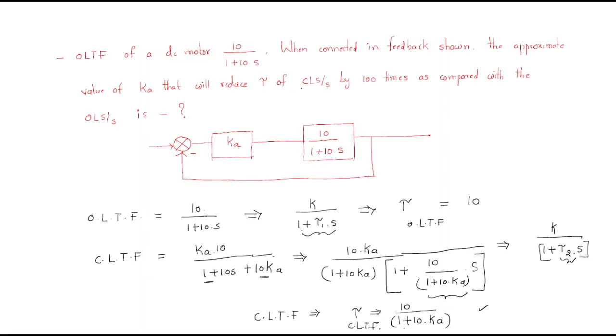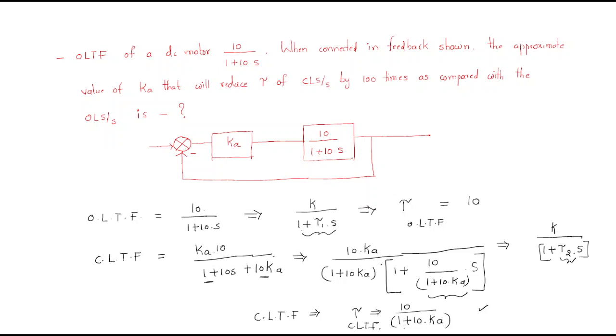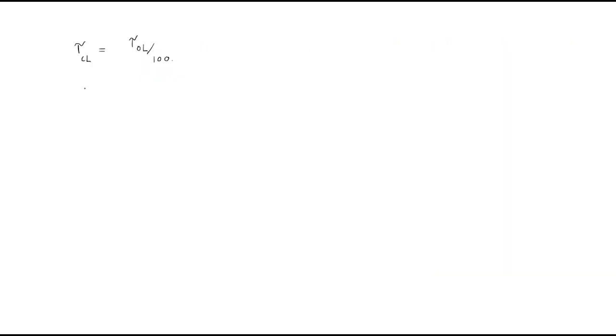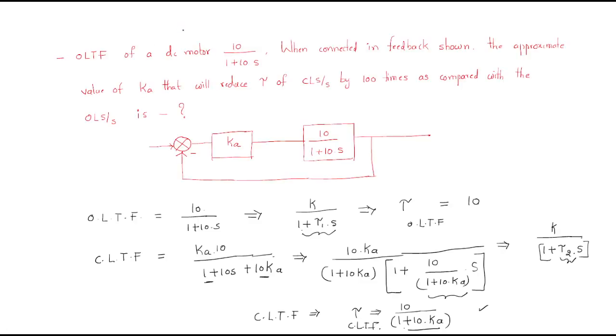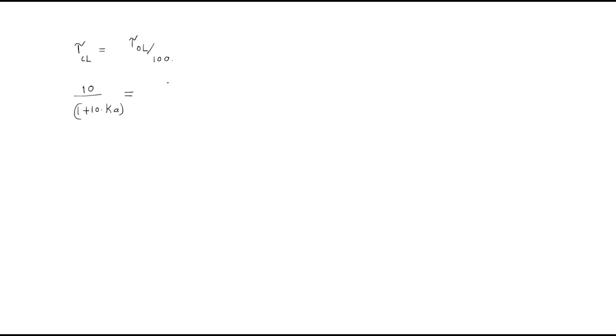Now, given the condition, the tau of the closed loop system should be reduced 100 times. So the time constant of the open loop I take as tau 1, and tau 2 is the closed loop, reduced by 100. Conversely, the closed loop time constant is the open loop time constant reduced 100 times. So I will write it like this. Here you know the closed loop time constant value is this. So write 10 by 1 plus 10 into Ka equal to, and the open loop time constant here is 10, so 10 by 100.